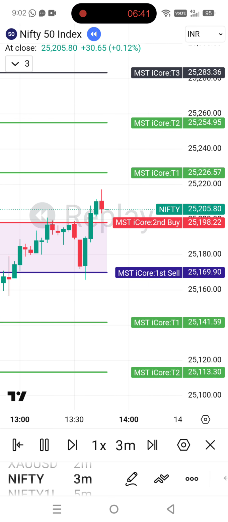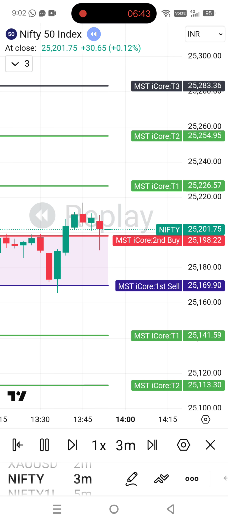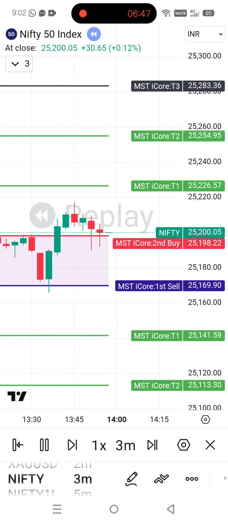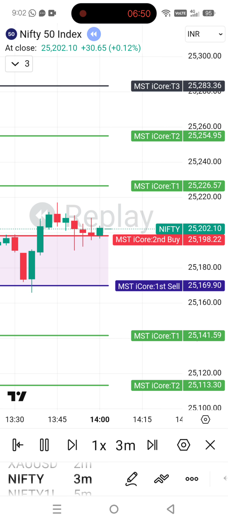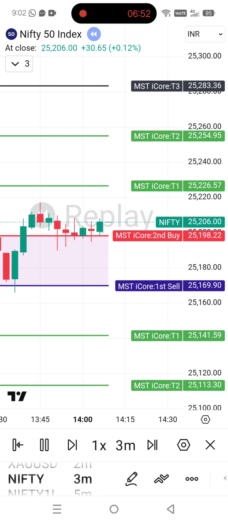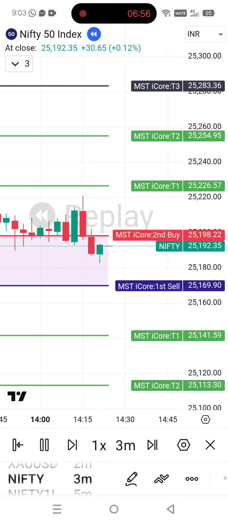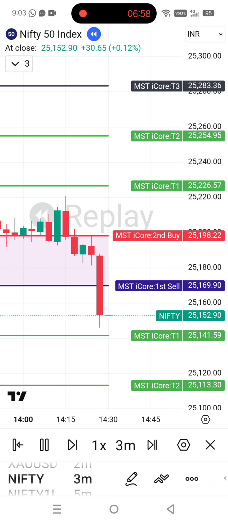Okay. So now it is giving another opportunity for the buy entry. One candle closed above and the high of that candle is broken, then we can go for the buy entry. Per day only one entry is allowed.